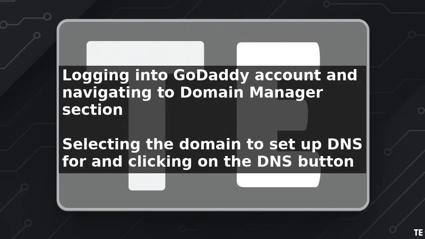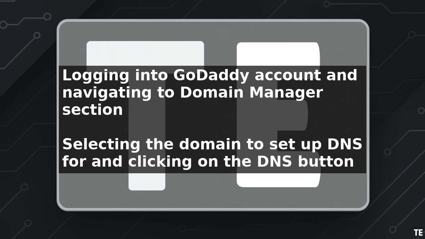To set up DNS with GoDaddy, start by logging into your GoDaddy account and navigate to the Domain Manager section. Here you will see a list of all your registered domains. Select the domain you want to set up DNS for and click on the DNS button. Next, you will be taken to the DNS Manager page where you can view and edit your DNS records.